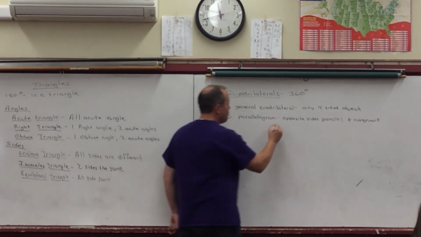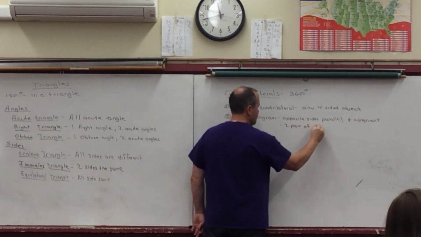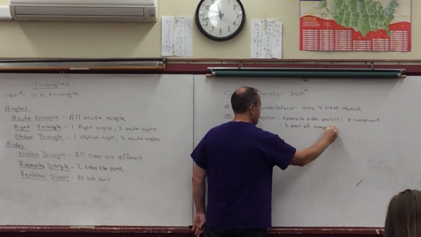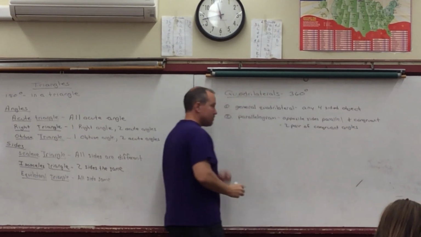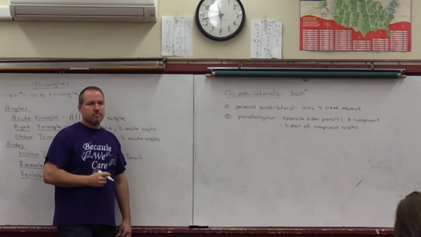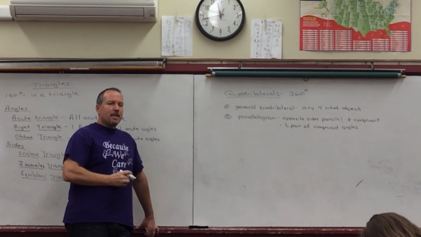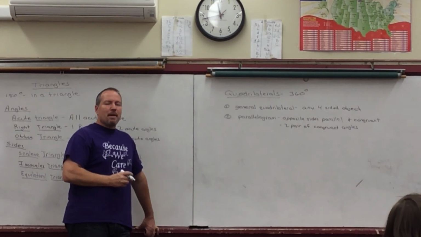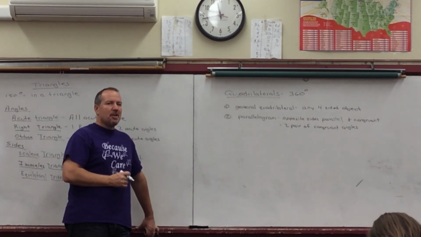And they must have two pair of congruent angles. The main thing that you're going to need to remember, though, is that for a parallelogram, opposite sides are parallel. As long as you can remember that, the rest of the things you should be able to remember, hopefully, as we do more of them.